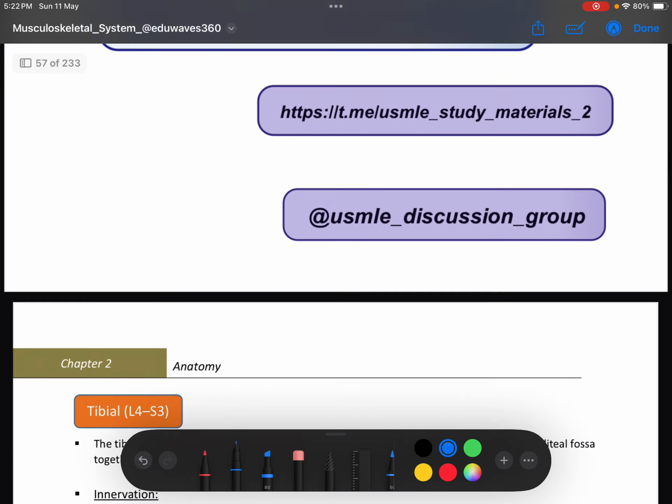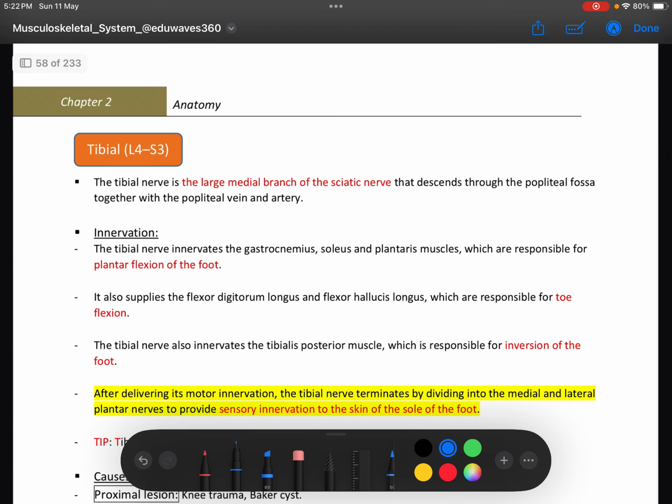Okay, so next we are going to see the tibial nerve. In the tibial nerve, what are the main important things? The tibial nerve is the large medial branch of the sciatic nerve that descends through the popliteal fossa together with the popliteal vein and artery.